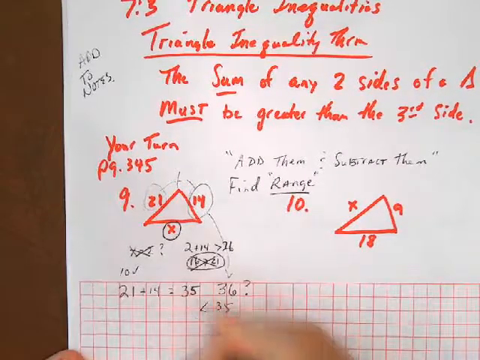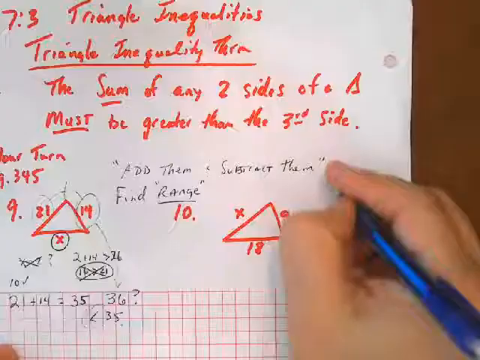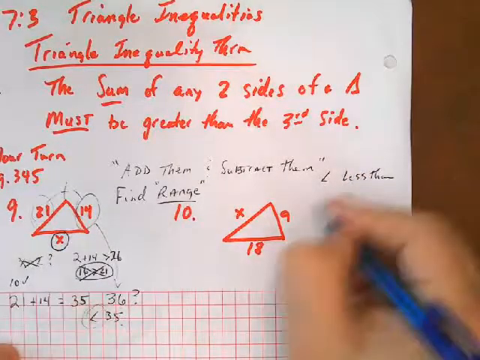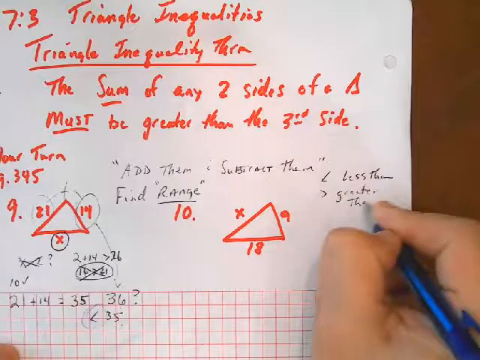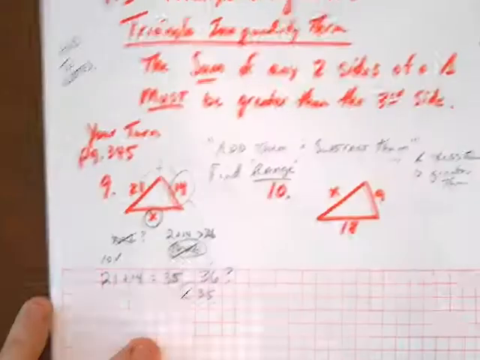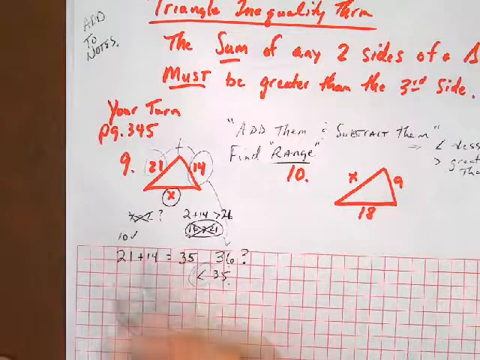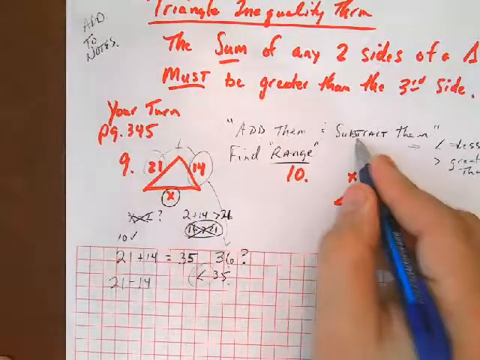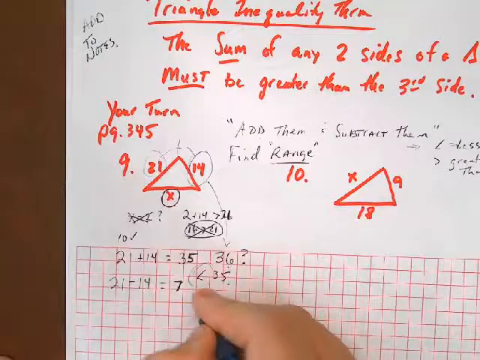Remember, points to the left means less than. So, quick review there. Left, less than. Points to the right, greater than. You always read it from left to right. Okay? All right, so back here, we know that x has to be less than 35, and that's when I added them. Now let's subtract them. 21 minus 14. Remember, add them and subtract them. 21 minus 14 is 7. So that means x has got to be greater than 7.